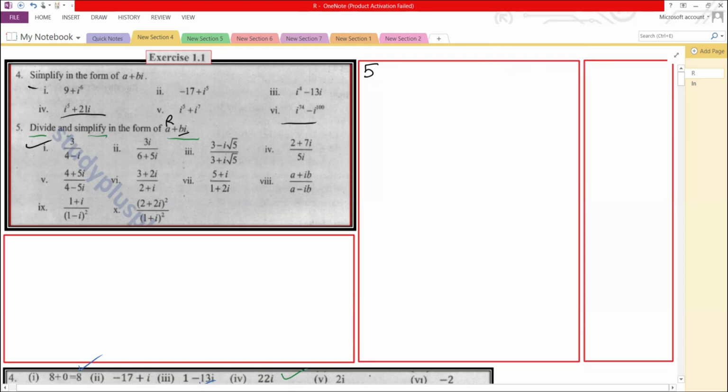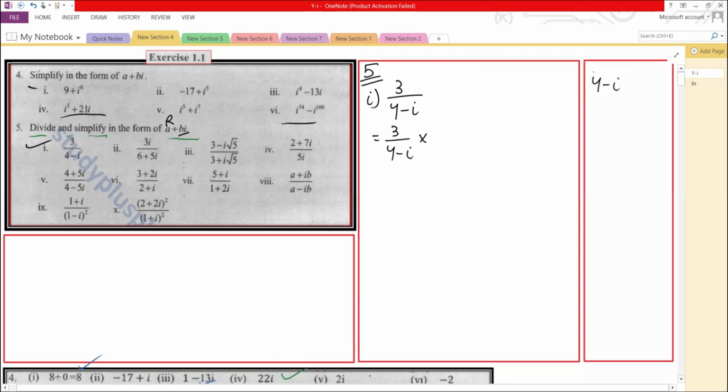So question number 5, and part number 1. What you will do, students, just write the question very clearly, minus 4 iota. First step. Then what you will do, 3 divided by 4 minus iota. You will multiply by the conjugate. What is the conjugate of 4 minus iota?